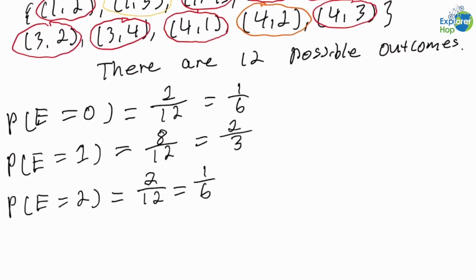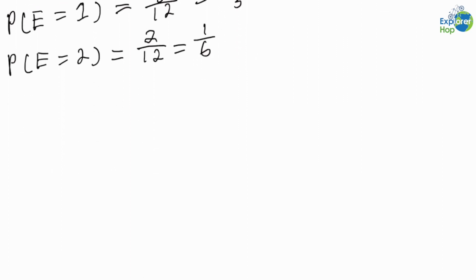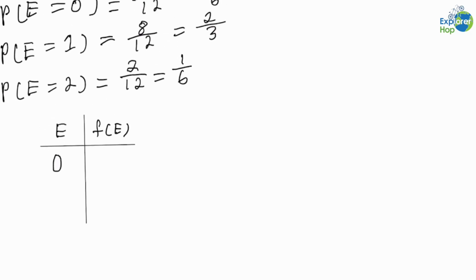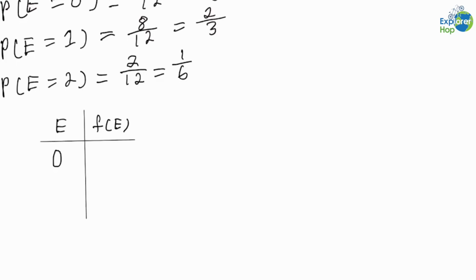So now we can represent the probability function for E using a table. So after creating a table, we can list all possible values of E on the left-hand side and the value of the probability function for each value of E on the right, so f of E. So we'll start at E equals 0. So when E is equal to 0, the probability of E being equal to 0 is 1/6. So that's the value of the probability function for E equals 0.